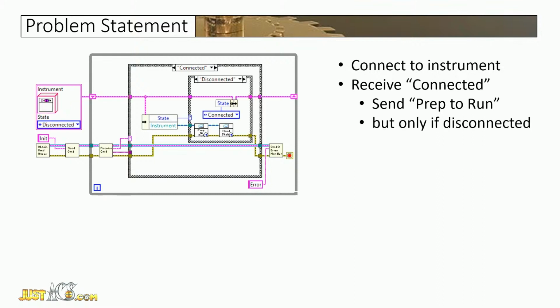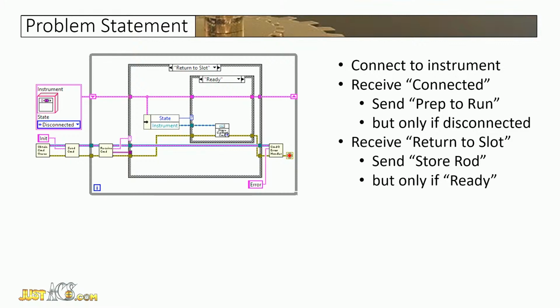But don't. That would be a terrible thing to have happen in the middle of a run, so we wanted to have some guards. Only do that if we had been disconnected, right? And so we had to introduce an enum that represented our current operating state. And then we put some guard code in the connected case, where if we're disconnected, we'll do that prep to run, otherwise we'll do nothing.